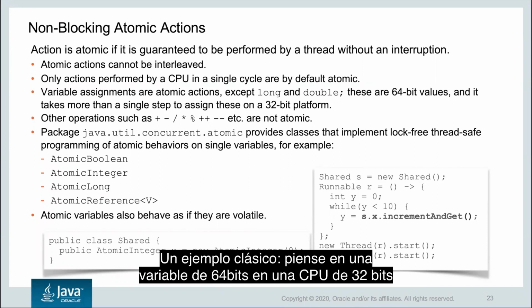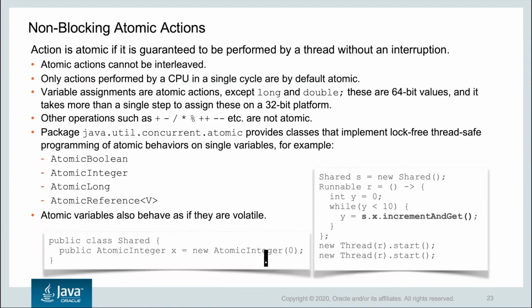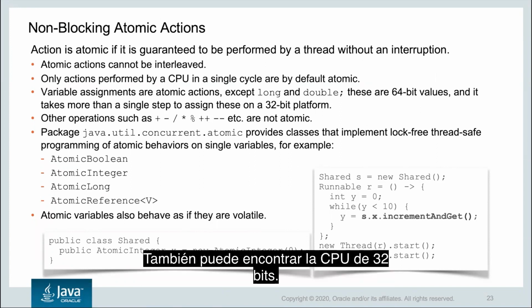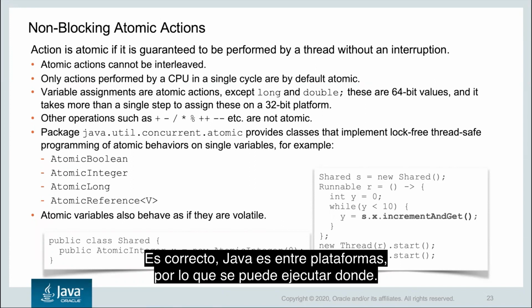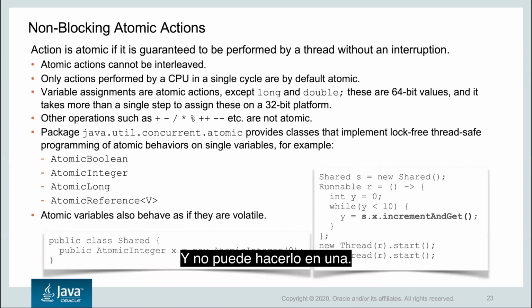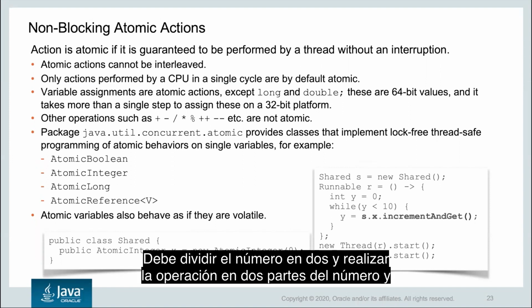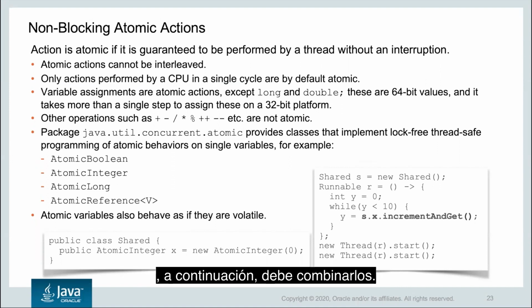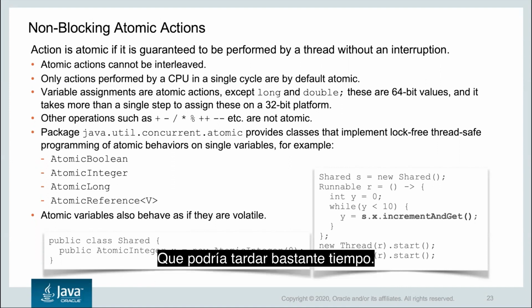Even they are not guaranteed to be atomic. A classic example, think about a 64-bit variable on a 32-bit CPU. Well, you may encounter a 32-bit CPU, right? Java is cross-platform, so it can run wherever. And there's no way you can do that in one tick, right? You have to split the number into two, you have to perform the operation on two parts of the number, then you have to combine them. That potentially could take a certain amount of CPU time, right?